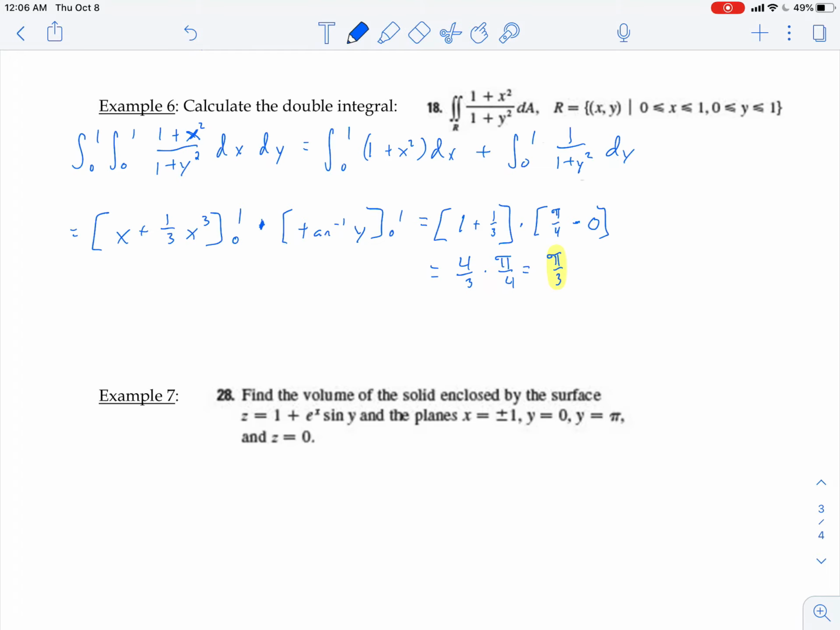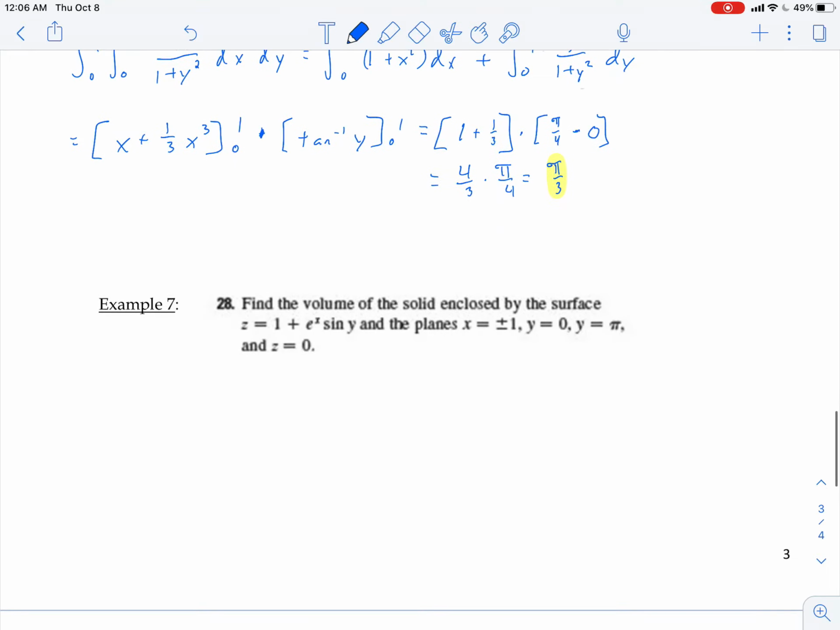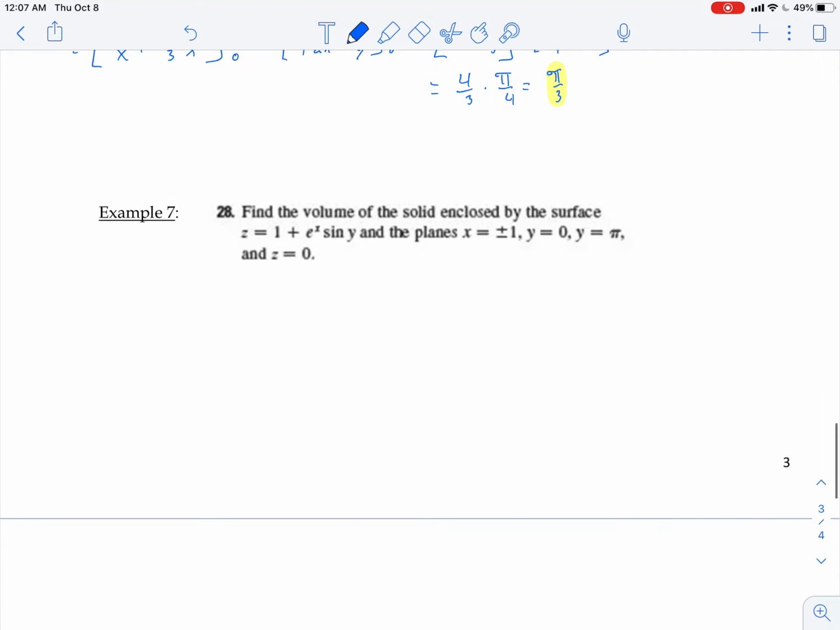Alright. Now, let's do the last problem. We want to find the volume of the solid enclosed by the surface. And so we have a surface defined by a function of two variables, x and y, and the planes x goes from plus or minus 1, so from -1 to +1, and y from 0 to pi. Let's go ahead and do this one.